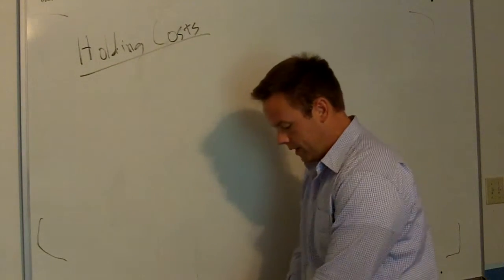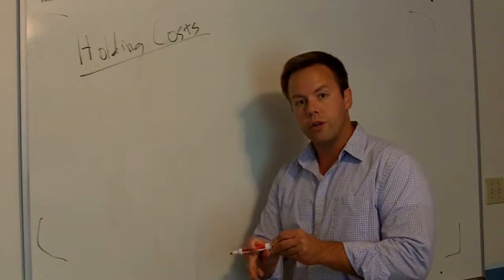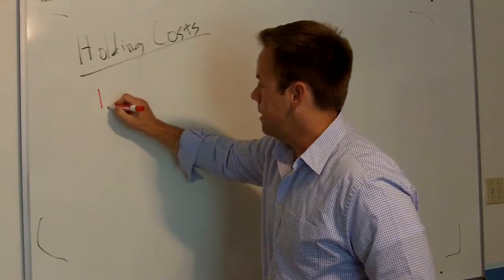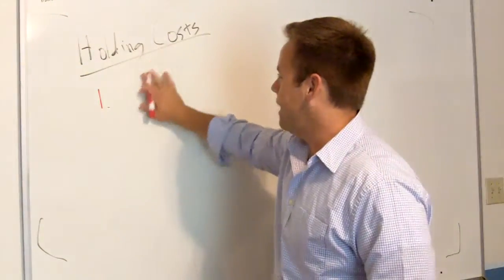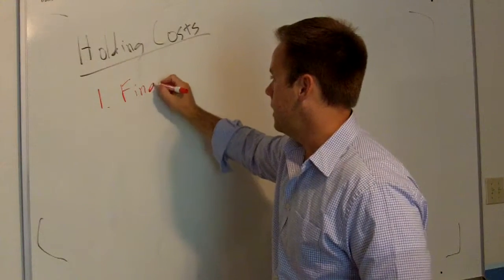All right, so we've got to keep in mind a number of different things. I'm just going to list them for you and then show you how to calculate them, okay? I'm going to list them as they come to my mind. I didn't make the list, but I do this for a living, so I can probably do it on the fly. So first of all, we've got your financing cost, okay?